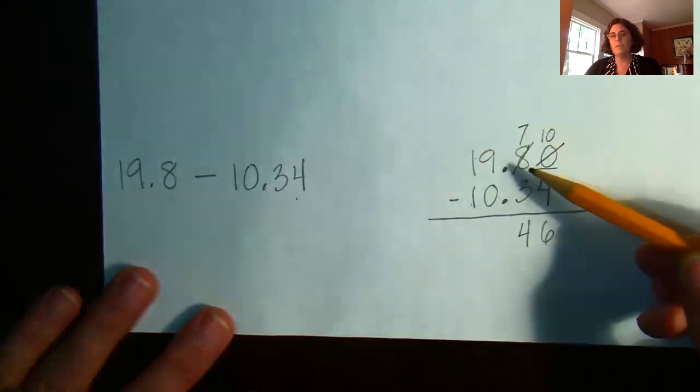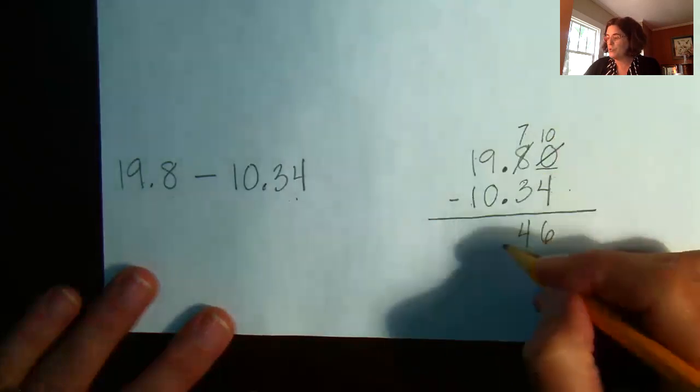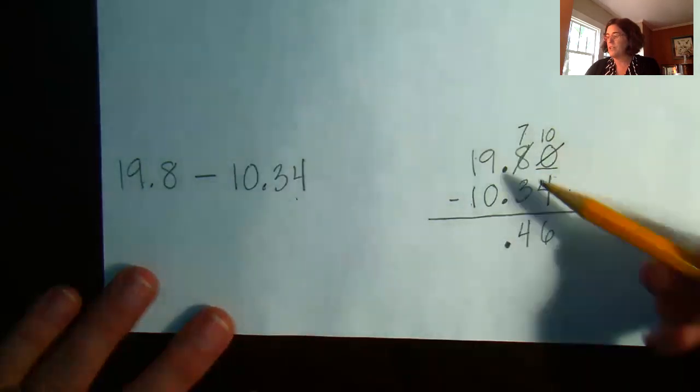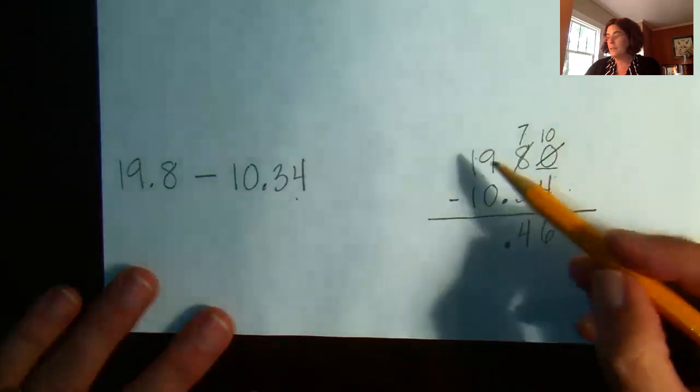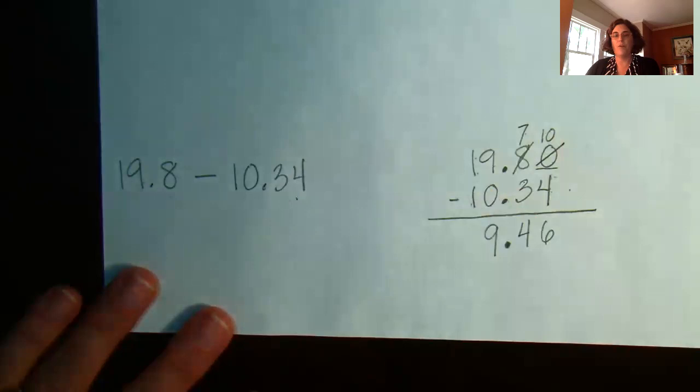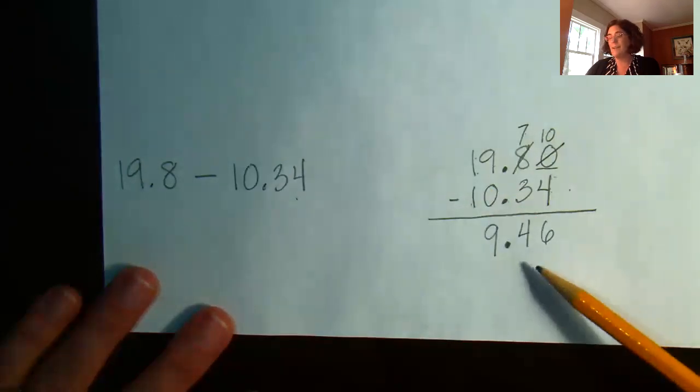And what are we going to do with this decimal point? Very good. We're going to bring it straight down. So all of my place values line up, even in the answer. 9 minus 0 is 9, and 1 minus 1 is 0. So our answer is 9 and 46 hundredths.